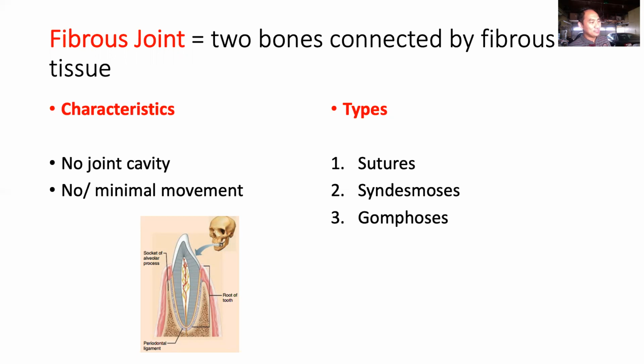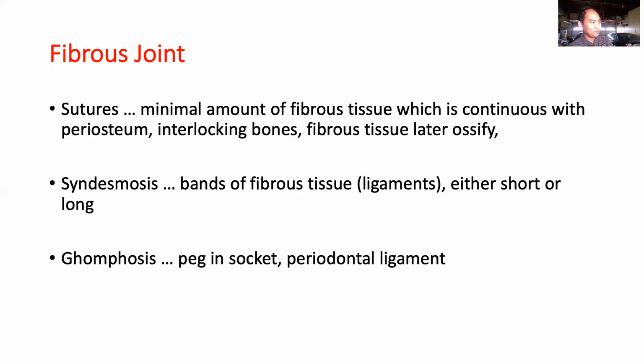So I would say this is important to know. Of course, you will gradually forget about all these things. But when we are doing anatomy, especially when we are studying for joints, especially for the September exam, this will be important. So as we say, there are three types of fibrous joint: suture, syndesmosis, and gomphosis.